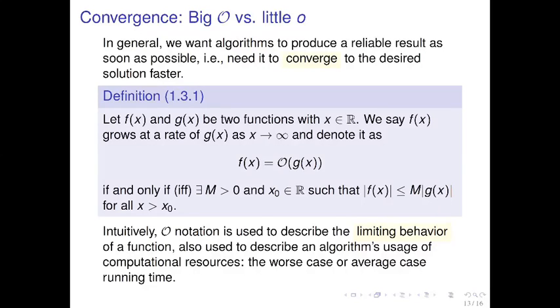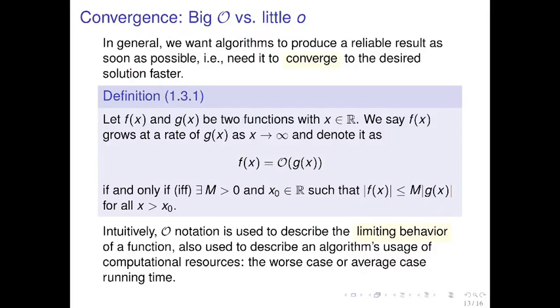Finally, let's look at the big O and little o notations for convergence. In general, we want algorithms to produce reliable results as soon as possible, which means that we need them to converge to the desired solution in the fastest time. When you encounter different algorithms, how do you actually know which one is going to converge to the solution faster? In the industry and in the literature, people use the big O notation to tell how fast the convergence of an algorithm is.